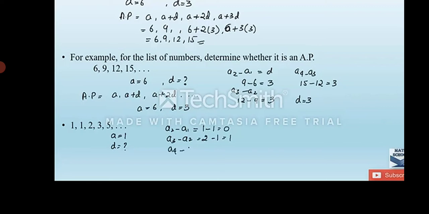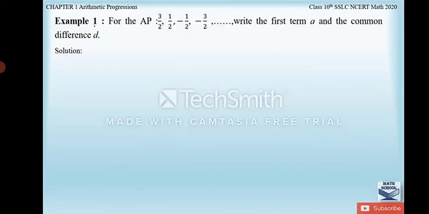Next, A4 minus A3. The value of A4 is 3, so 3 minus 2 equals 1. Then A5 minus A4, 5 minus 3, equals 2. So what happens here? The common difference is not the same. You can notice that the common difference is not equal. Therefore, we can say that the list of numbers given above is not an AP.